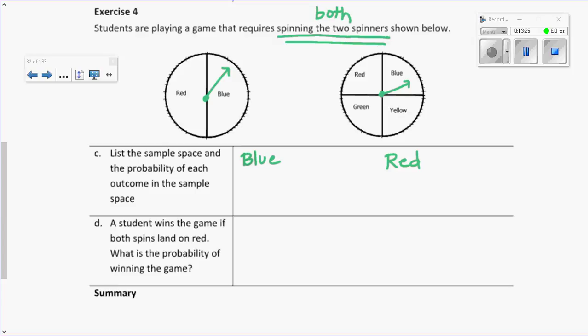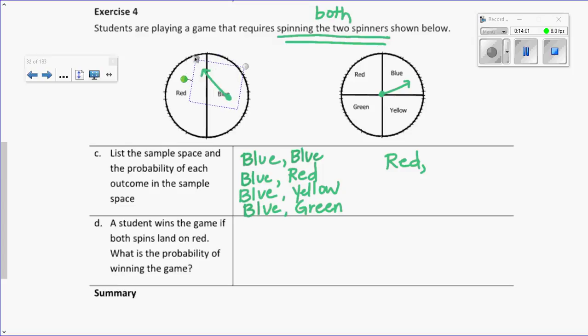It's not 6 different options though. Because the first one was blue or red, the second one could also be blue or red or green or yellow. So let's pretend that the first one was blue. If the first one landed on blue, the second one could also land on blue. But if the first one landed on blue, the second one could have landed on red. Or it could have landed on yellow. Or it could have landed on green. So if the first one is blue, the second one could be also blue or red or yellow or green. That's 4 different options if I land on blue first.